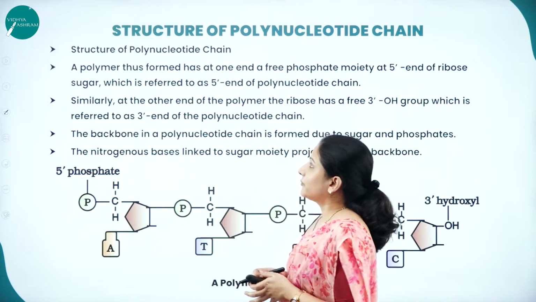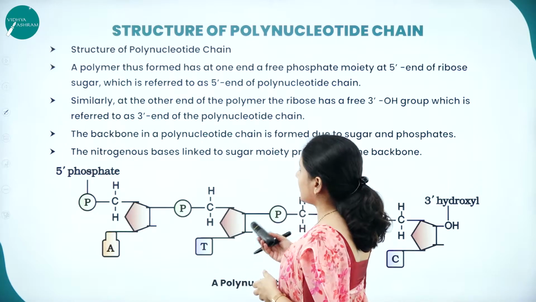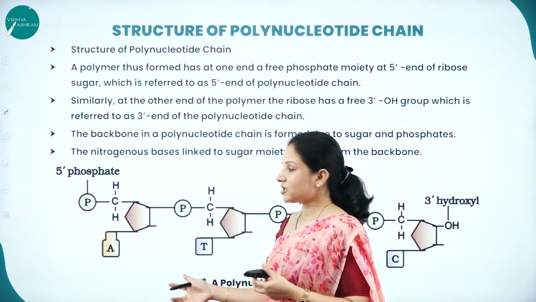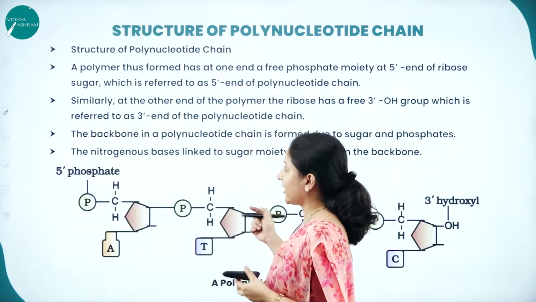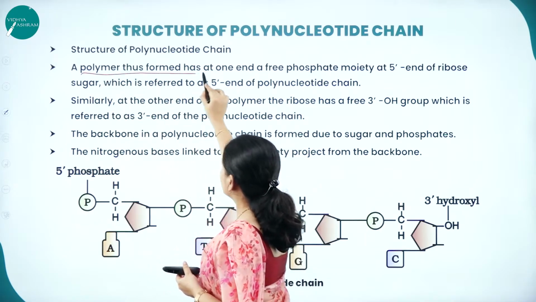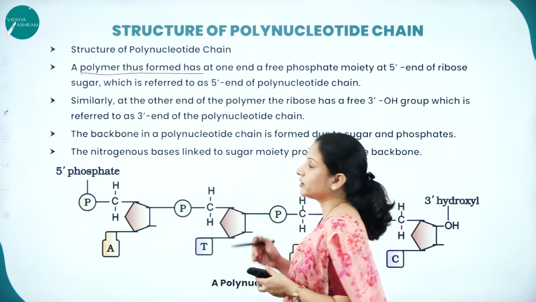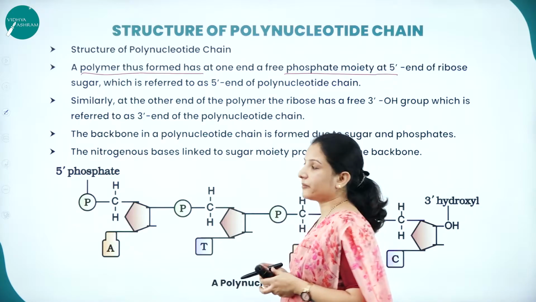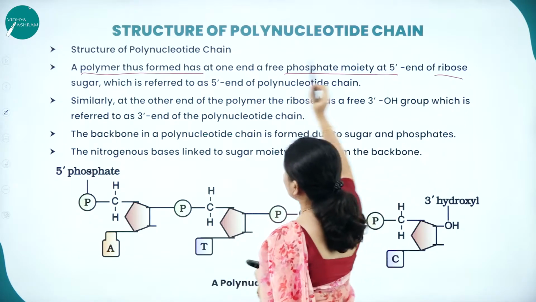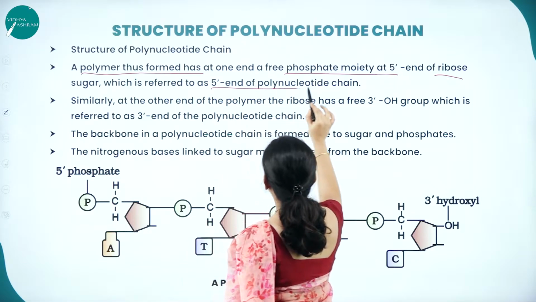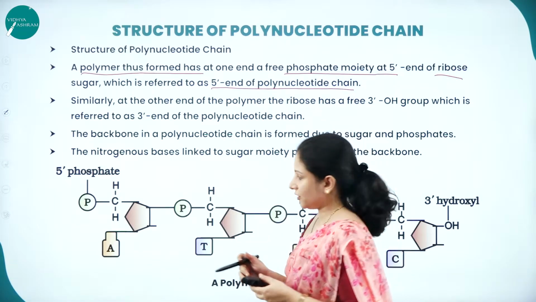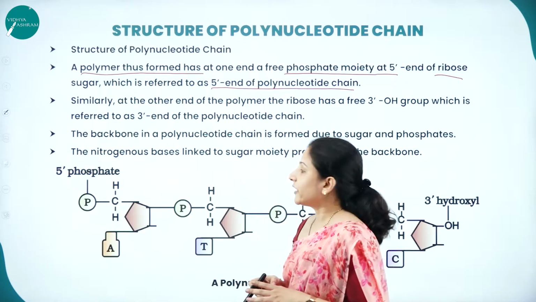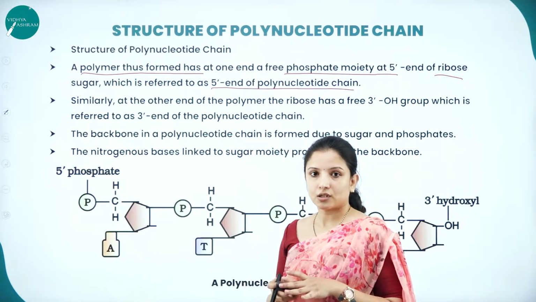So next, studying about the structure of the polynucleotide chain further. Therefore, now a polymer is formed. What is a polymer? Chains of nucleotides are attached. Therefore, a polymer is thus formed. At one end, it will have a free phosphate moiety, that is at the 5' end of the ribose sugar, which is referred to as the 5' end of the polynucleotide chain. So therefore, we had understood the phosphate group is linked to the 5' end by a phosphoester bond, right?